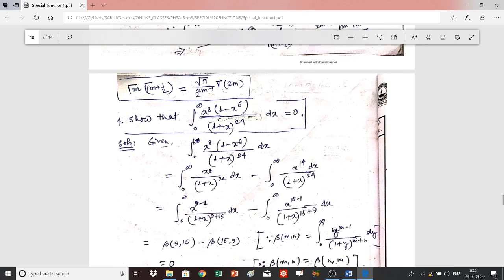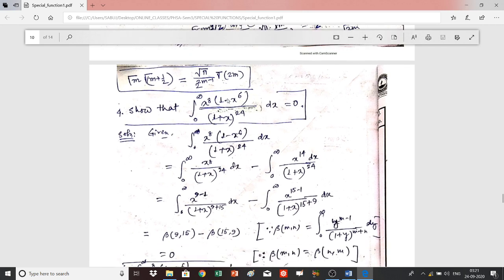So now another problem: integral 0 to infinity x to the power 8 times 1 minus x to the power 6 by 1 plus x to the power 24 dx. Now we have to find out the value of this. Given this integral, it can be written by multiplying these terms, or separating this integration: integral 0 to infinity x to the power 8 by 1 plus x to the power 24 dx minus integral 0 to infinity x to the power 14 by 1 plus x to the power 24 dx.